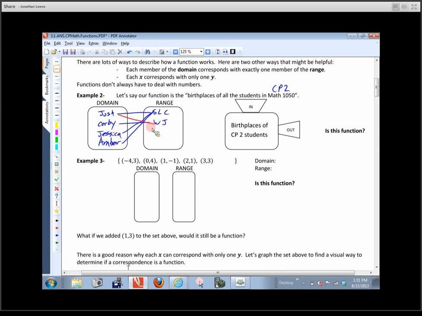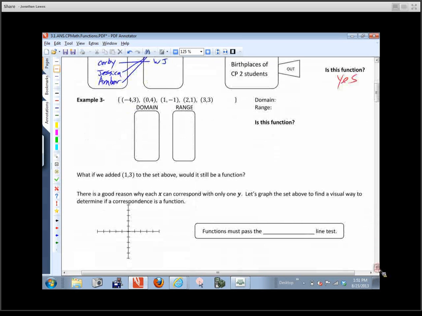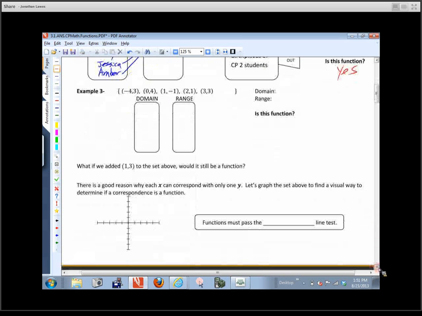Okay, so this is a function right here. So we'd put a yes right here, okay? Again, we're dumping in names, we're getting out birthplaces. Names would be the domain, birthplaces would be the range. So let's take a look at this example right here. So this is a little bit more typically what we'd see, because we've got some X's and Y's here.